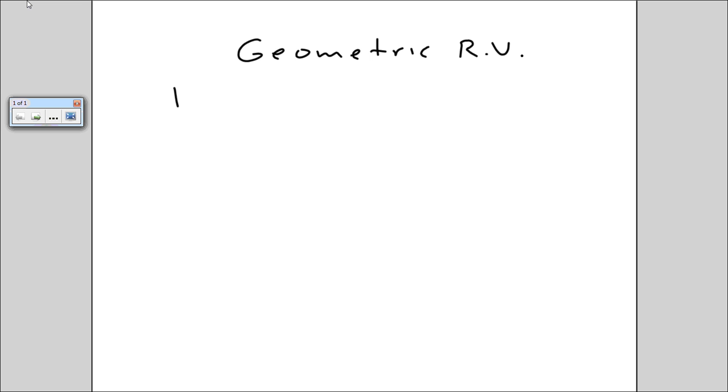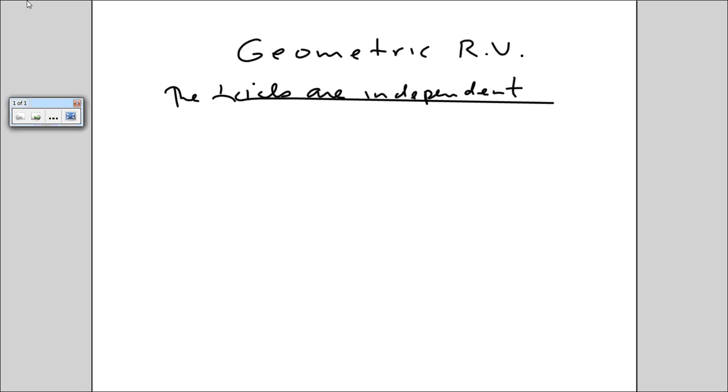Okay, suppose a few things. The trials are independent. That is, the outcome of one trial does not affect the other trial. Okay, I don't know why that line came in, so let's rewrite it. Like I said, the trials are independent. One outcome does not affect another.